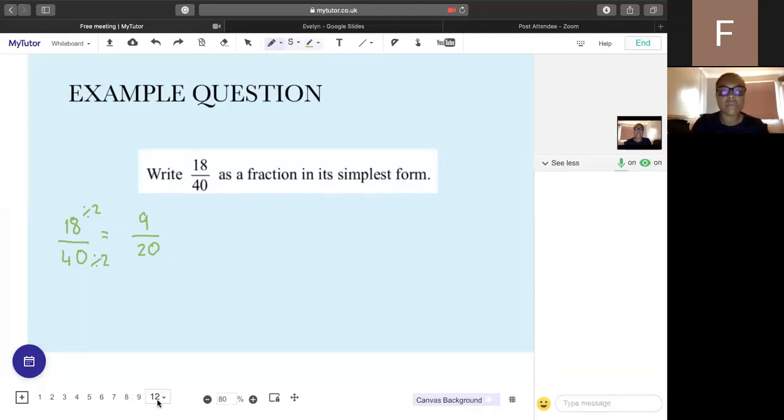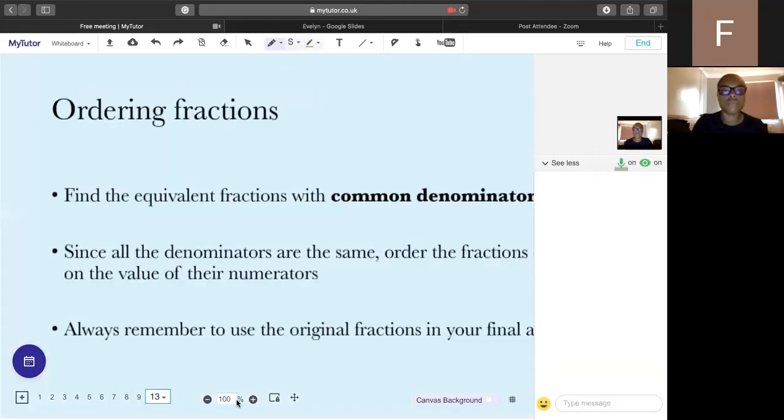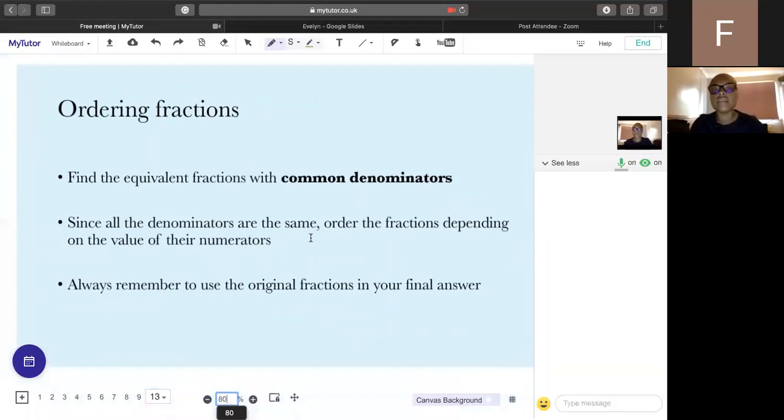So let's now move on to the next part of working with fractions, calculating fractions. Another thing which you have to know for your foundation GCSE is how to order fractions in terms of their values. The first thing that you should do is find an equivalent fraction for each of the fractions that they give you, with common denominators. All that means is that each of your equivalent fractions has to have exactly the same denominator.